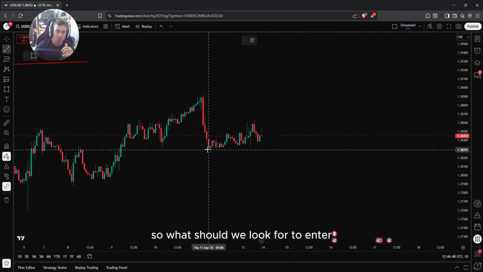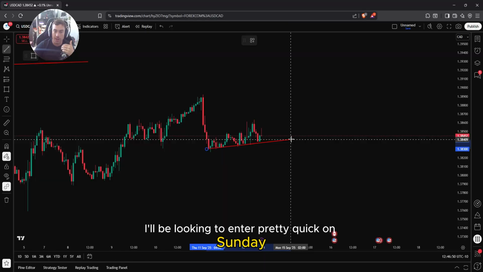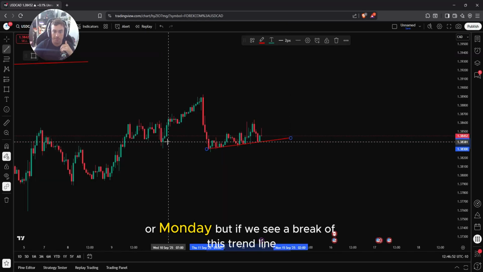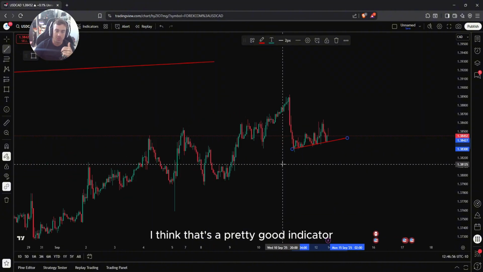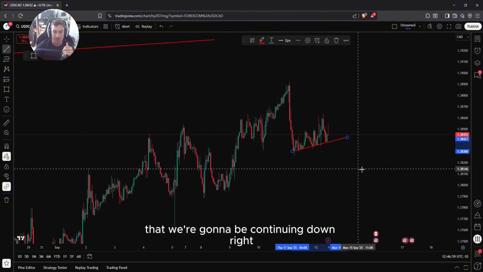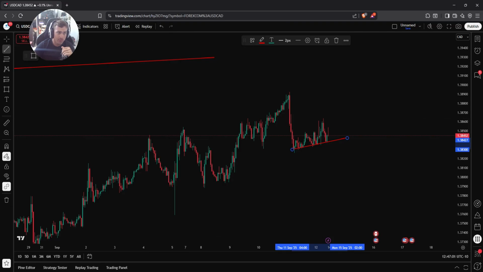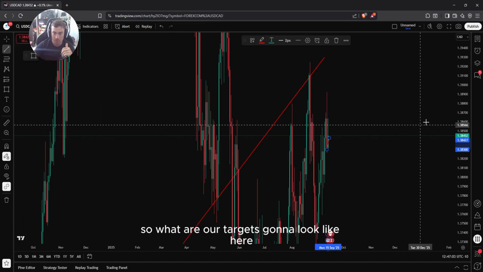So what should we look for to enter? I'll be looking to enter pretty quick on Sunday or Monday. But if we see a break of this trend line at the bottom here, I think that's a pretty good indicator that we're going to be continuing down, right? So what are our targets going to look like here?